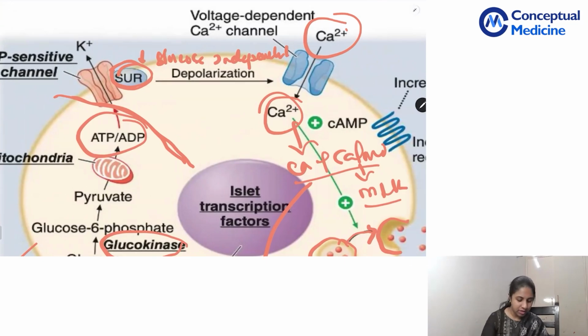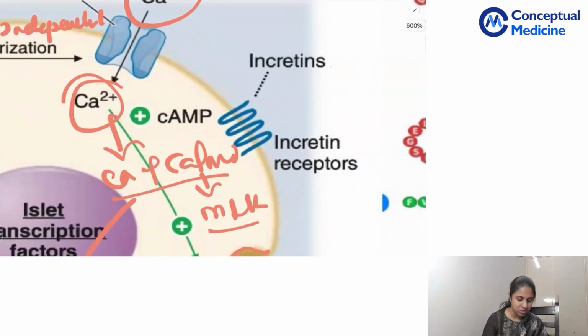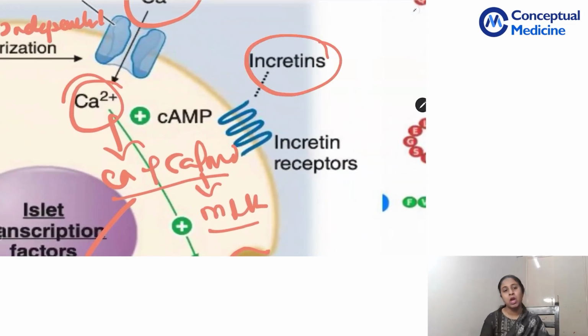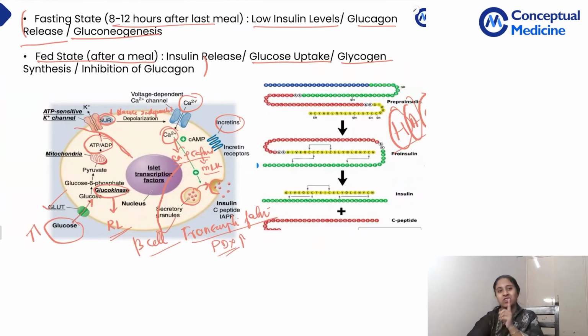Okay, and simultaneously, if you see, you have one more thing here, which is the incretin receptor. What are the incretins? Can you name the incretins? GLP analogs are not incretins. GLP is an incretin. What else? GLP is one. The other incretin is GIP. So glucagon-like peptide, and glucose-dependent insulinotropic polypeptide. That is GIP.